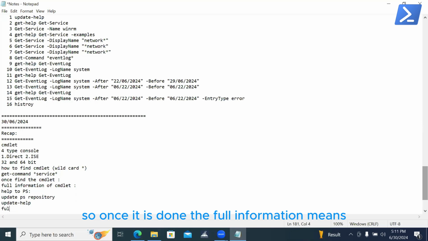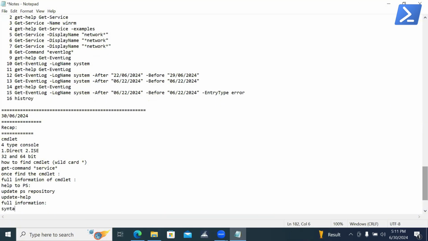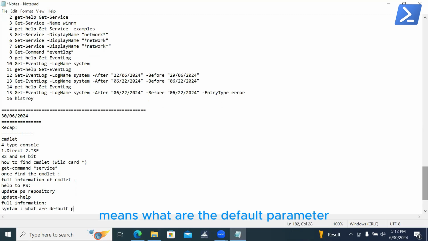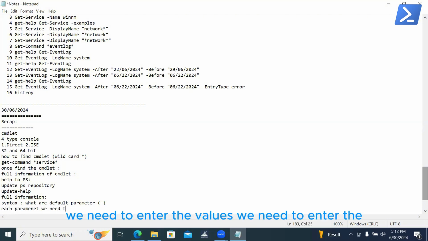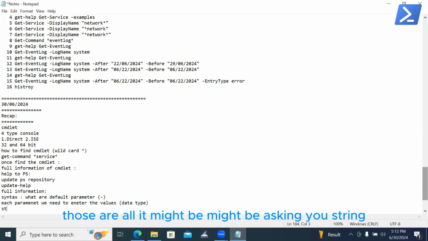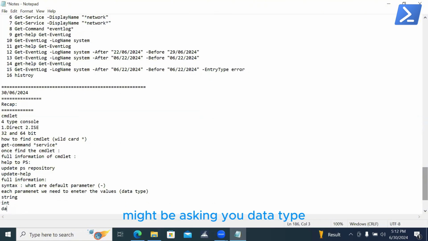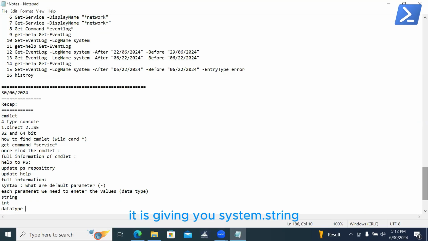So once it is done, the most important thing we would be looking into is the syntax, meaning what the default parameters are. Parameters are indicated with the hyphen, and for each parameter we need to enter values, which are called data types. It might be asking for a string, an integer, or a date and time. It is given to you for each parameter what value should be entered. It is giving you System.String, System.Int, DateTime kind of types, right?